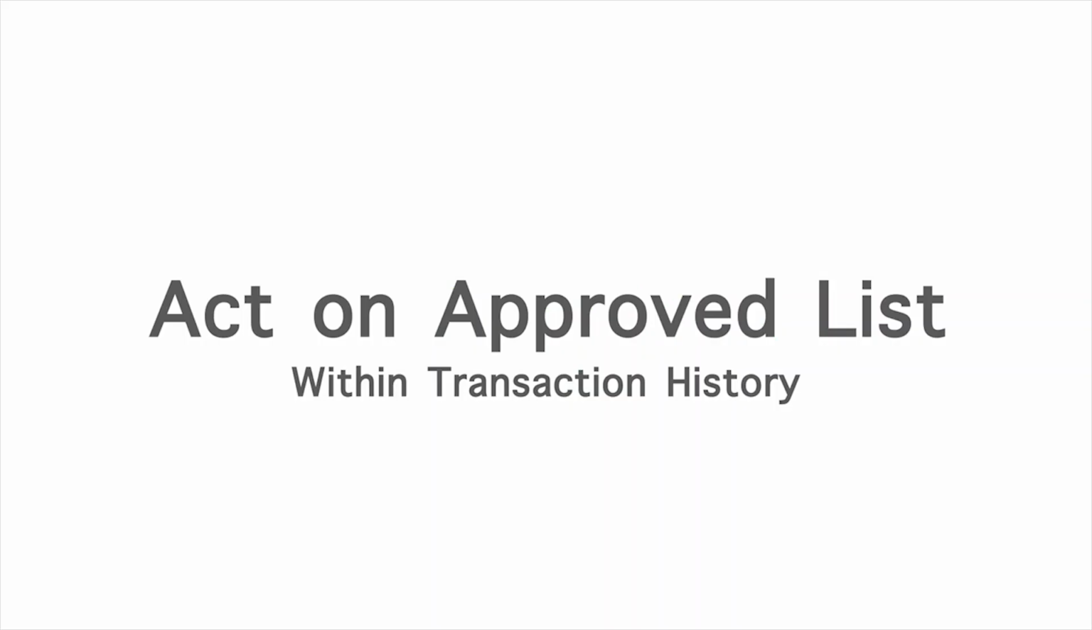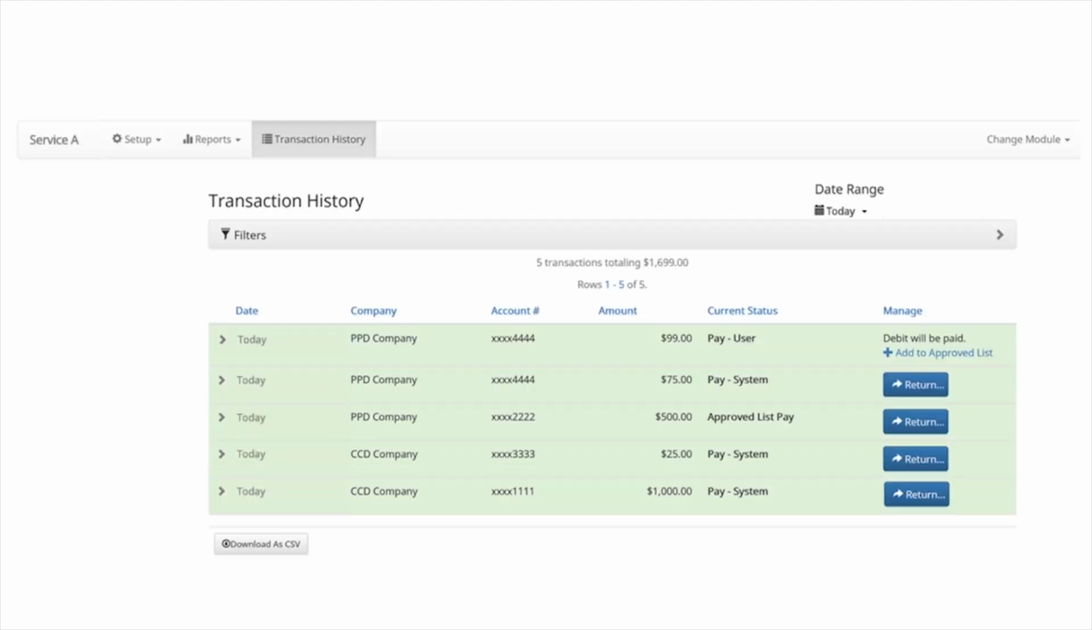The approved list is a list of companies authorized to debit an account or accounts. Users granted the Act on Approved List entitlement can add companies to the approved list from the transaction history screen. Immediately after changing the transaction status from return to pay, a link will appear to add to approved list.